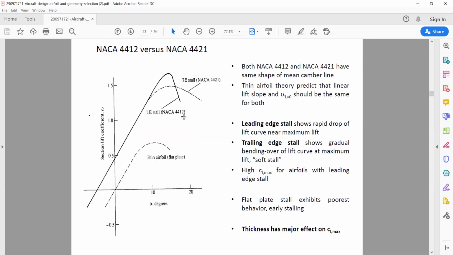And so both NACA 4412 and NACA 4421 have the same shape of mean camber line. So here, the mean camber line will be the same, 44 and 44, but differing only in thickness. The thin airfoil theory predicts that the linear lift slope and alpha L equal to 0 should be the same for both. But leading edge stall shows a rapid drop of the lift curve near the maximum lift. Trailing edge stall shows a gradual bending over of the lift curve, a soft stall. Therefore, high CL max for airfoils with a leading edge flat plate exhibits the poorest behavior. So understand that thickness plays a very important role in the lift coefficient.